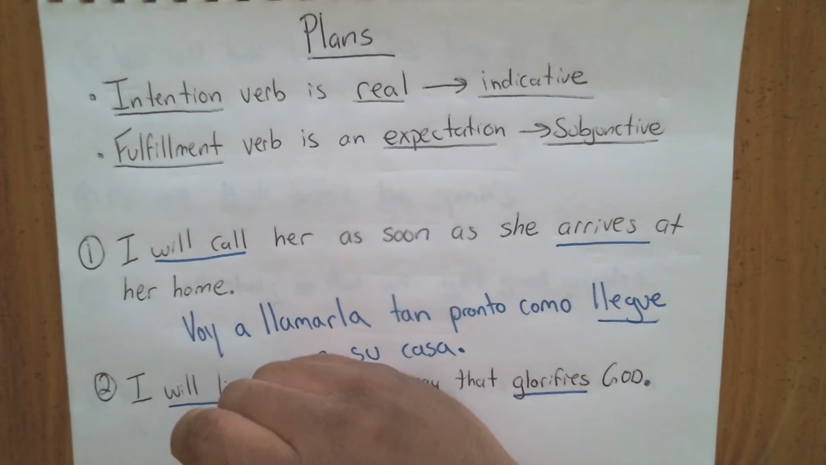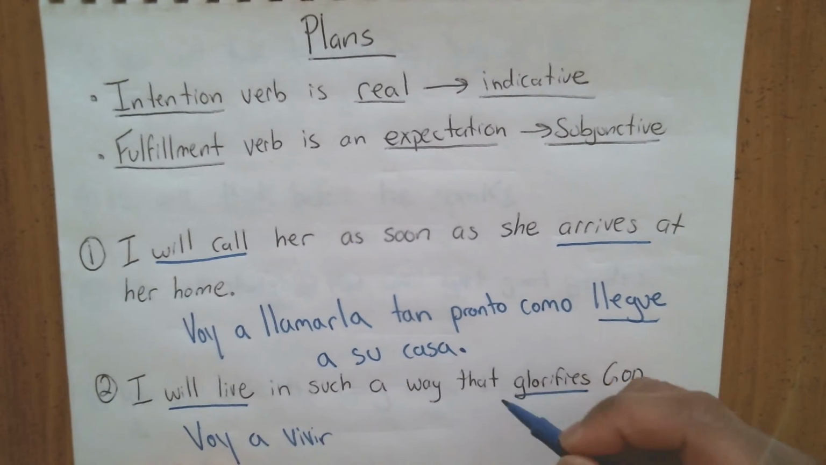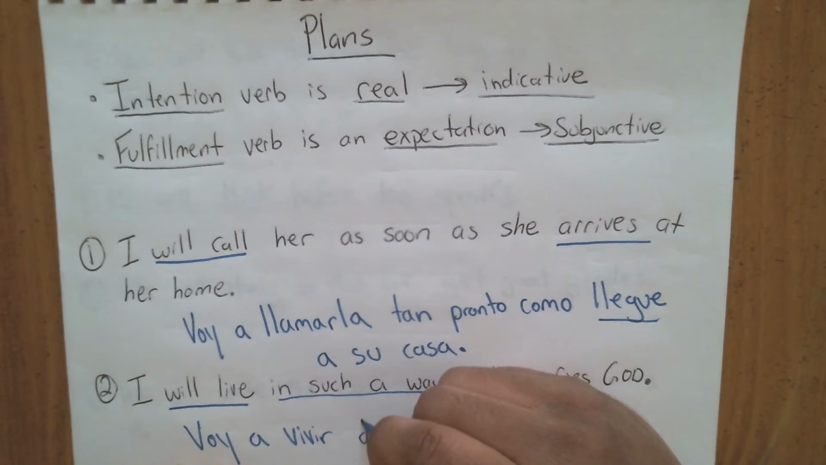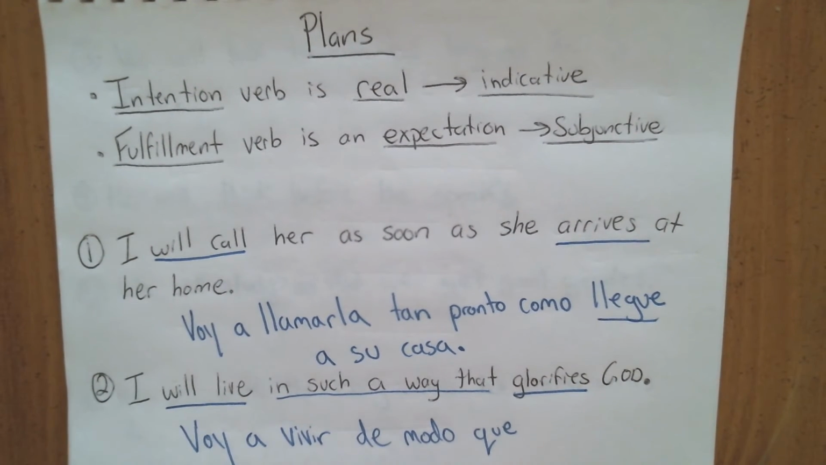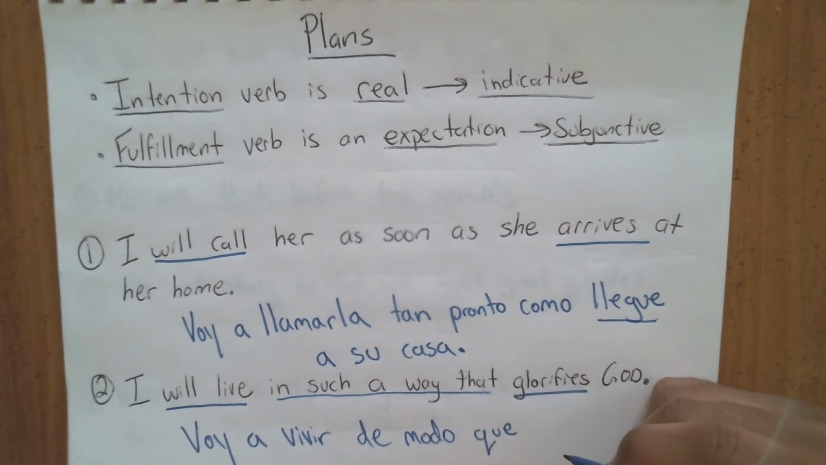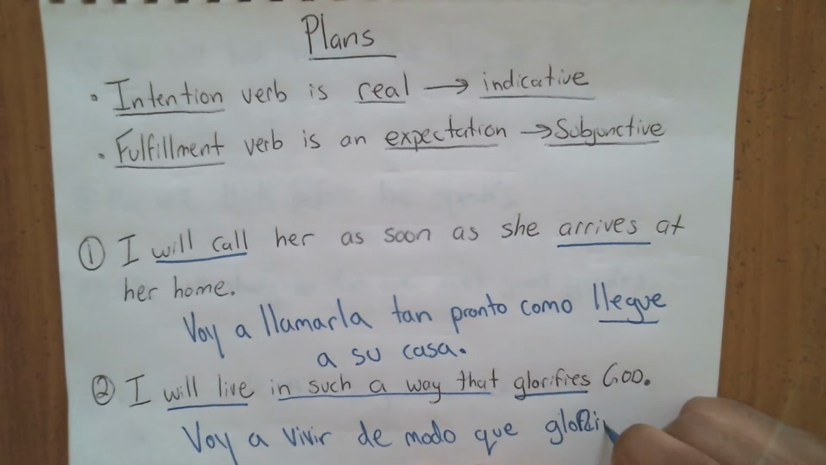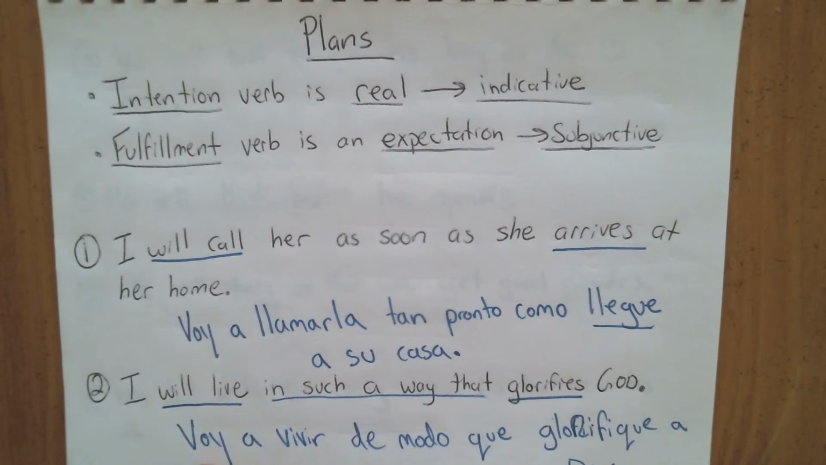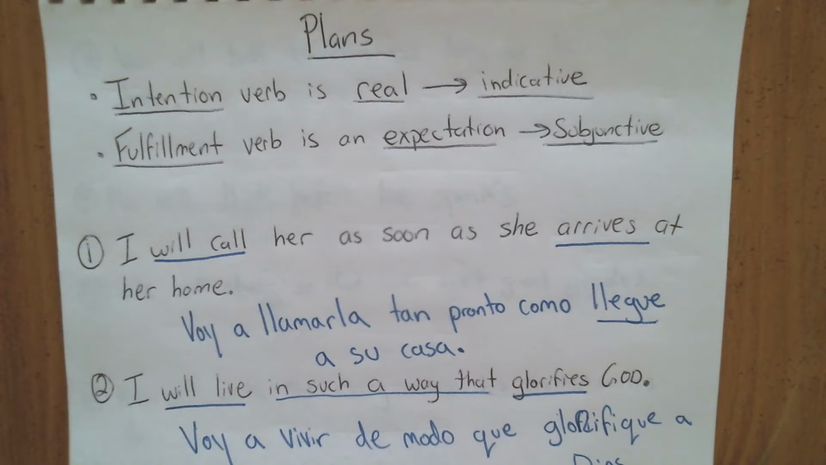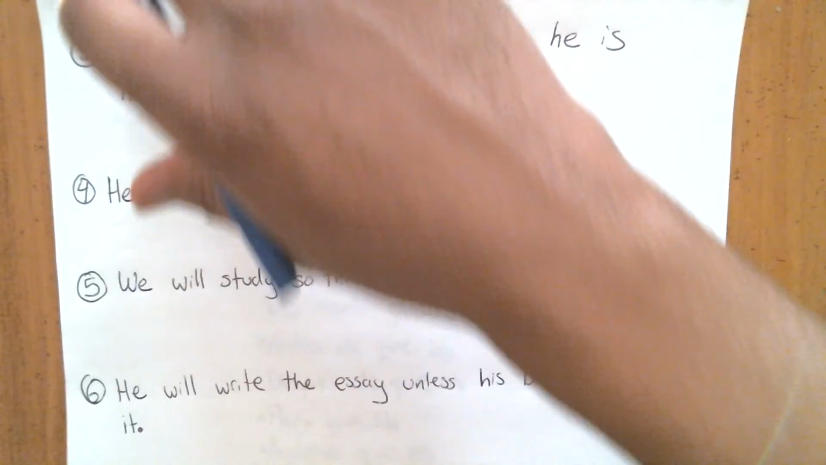So this would just be voy a vivir in such a way that, and there actually is a phrase for that: de modo que, which literally means of the mode that. I will live of the mode that glorifies God. Que, this is in the subjunctive. Glorifique a Dios. Voy a vivir de modo que glorifique a Dios. This is what I plan to do. This is how I expect myself to live. So let's do a few more examples, okay?